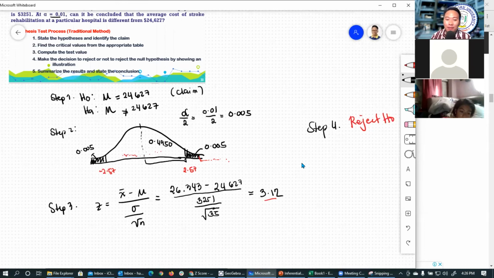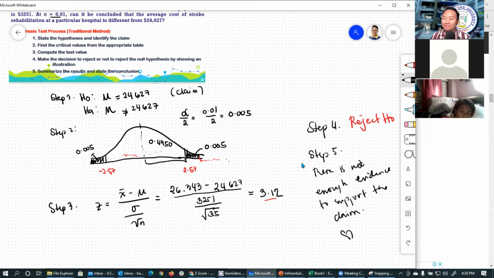Okay? So atong step 5, guys, is going to be what statement we can have. We can say there is enough evidence to reject the claim which is the null hypothesis. And you're done.